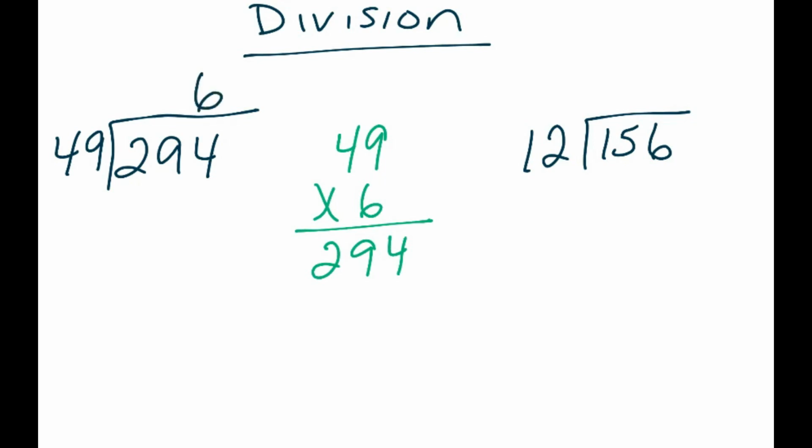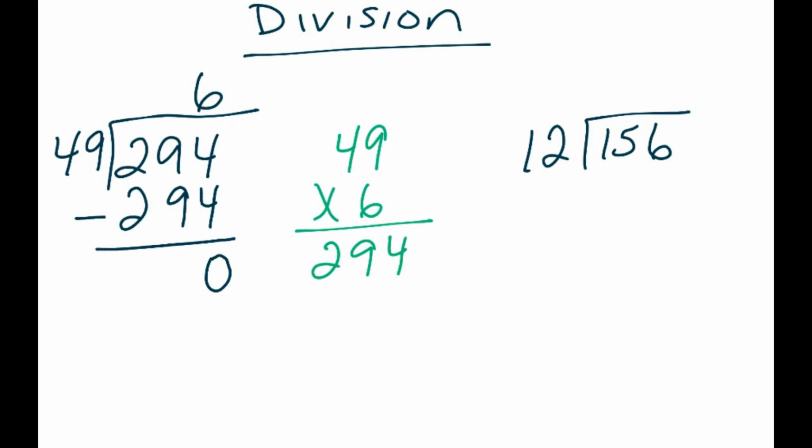The next step is to multiply 49 times 6. 49 times 6 is 294. The next step is to subtract. 294 minus 294 is 0. And we're done. 294 divided by 49 is 6.